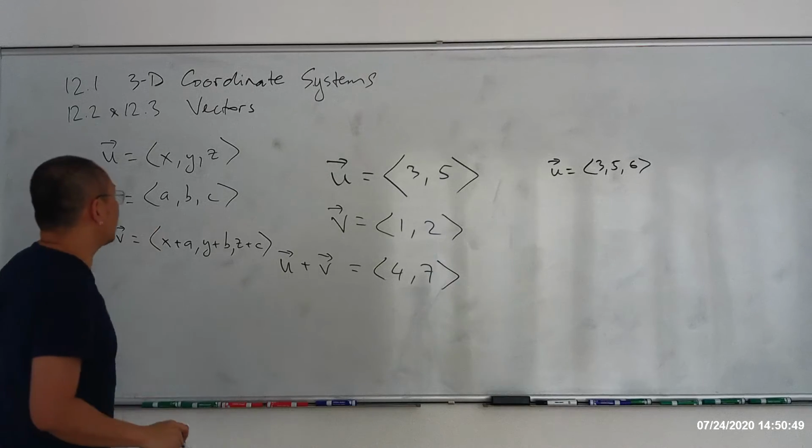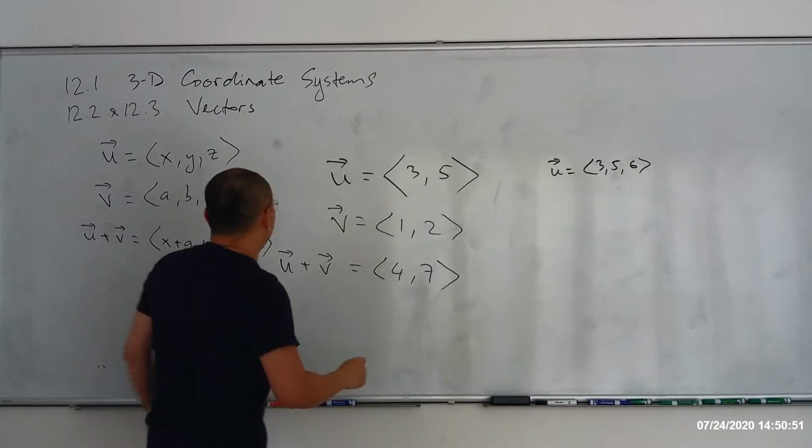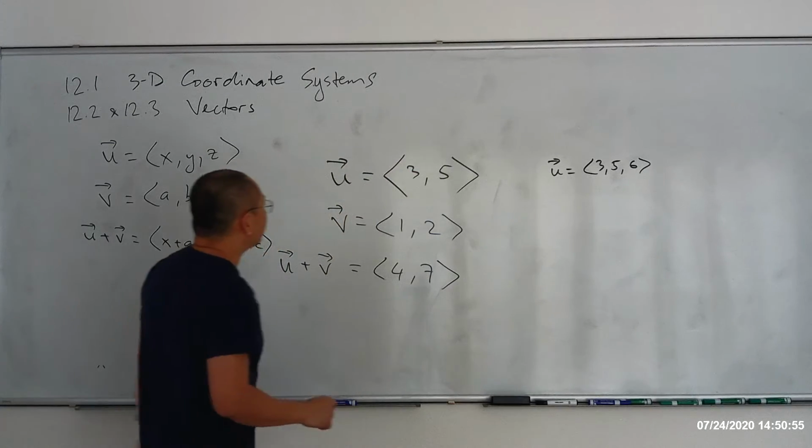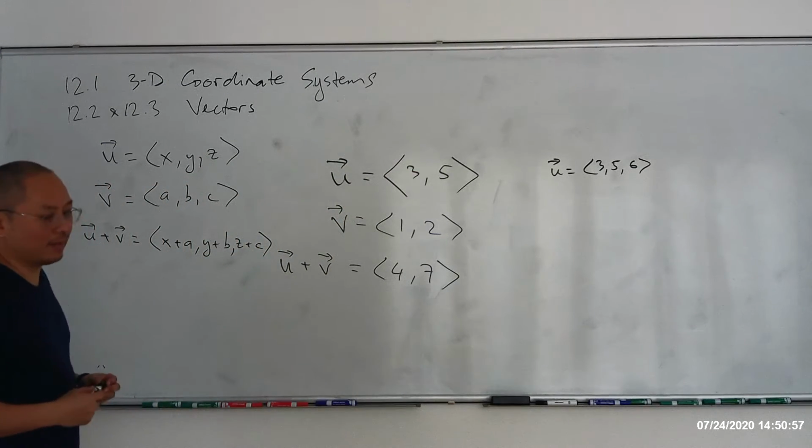And of course, guess what? This is u, right? So negative u is going to be negative 3, negative 5. You put a negative in front. The opposite.